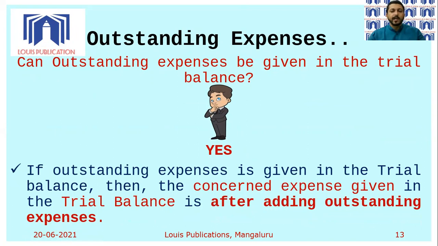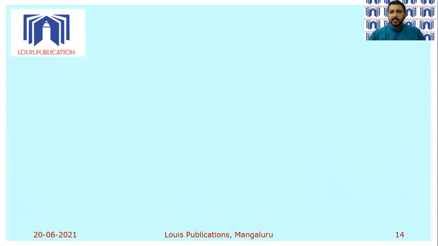But when it is given in the trial balance, what does that mean? It simply means that these outstanding expenses are already added to the concerned expenses. We don't have to add it once again in the profit and loss account. So if outstanding expenses are given in the trial balance, it simply means that this amount is already added to the concerned expense in the profit and loss. So we don't have to add it once again. So it will be given only one effect. What is the effect? We will see now.